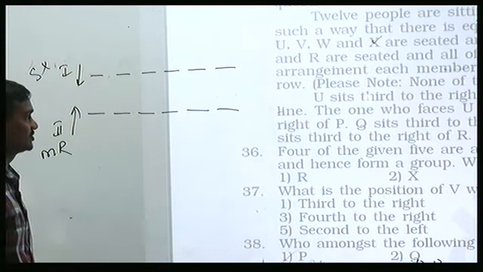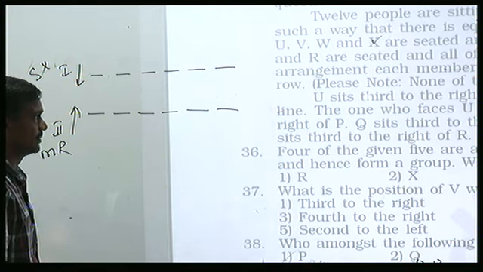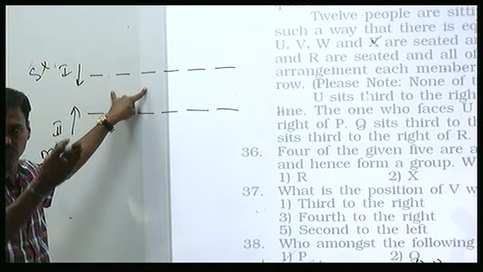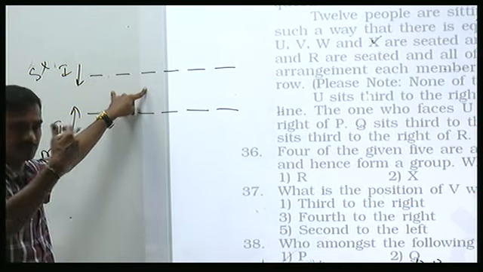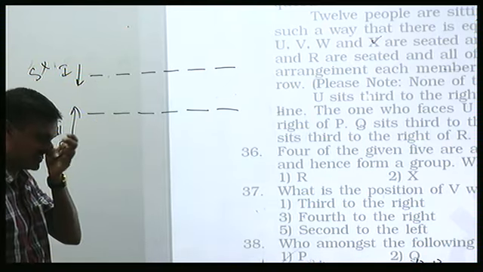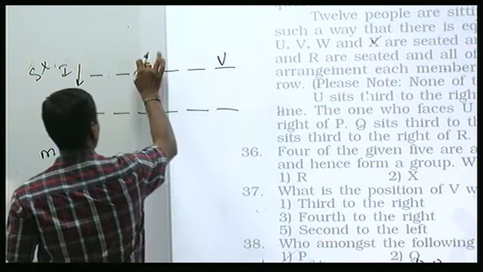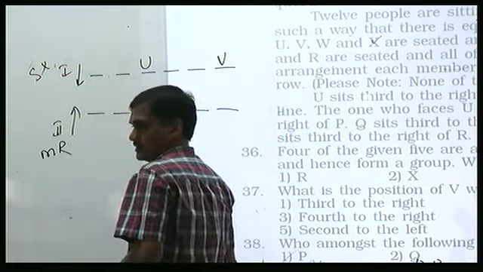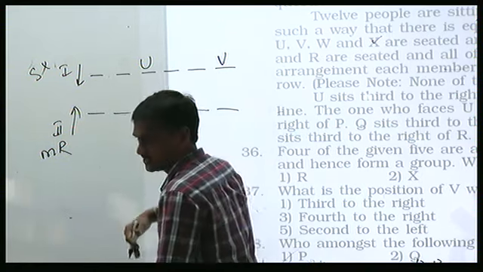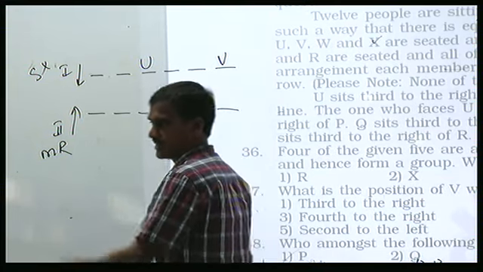Then, U sits third to the right of V, and U is not at any extreme end of the row. U is seated third to the right of V. U and V are facing south. U is third to the right of V means towards our left. That means U must be towards our left hand side, isn't it? If V is here, 1, 2, 3, U will be here. So when U is seated third to the right of V, V is facing like this. 1, 2, 3. These persons are facing south, towards our left hand side.